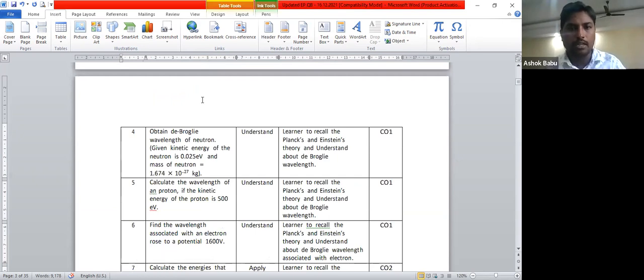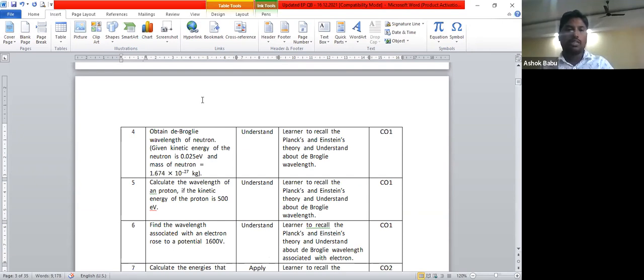Fourth one: obtain the de Broglie wavelength of a neutron. The kinetic energy is given, but here it is given as 0.02 electron volts. So convert into volts while you are substituting the kinetic energy in the formula.